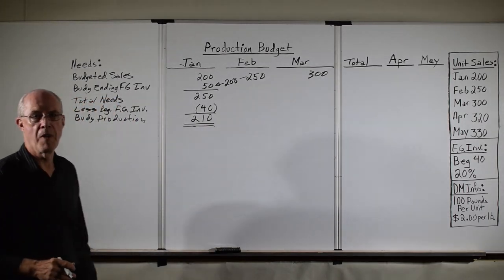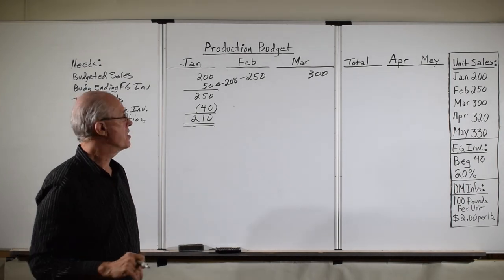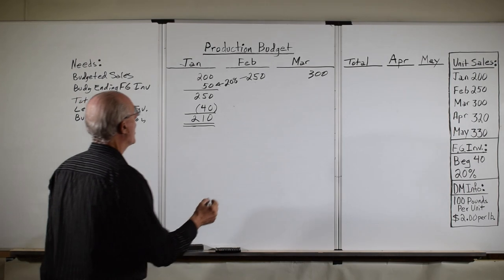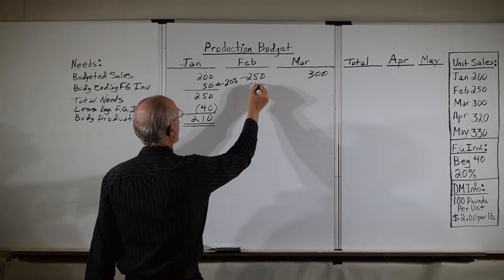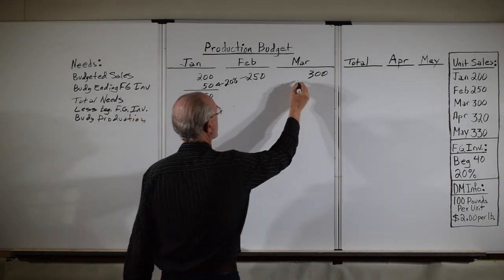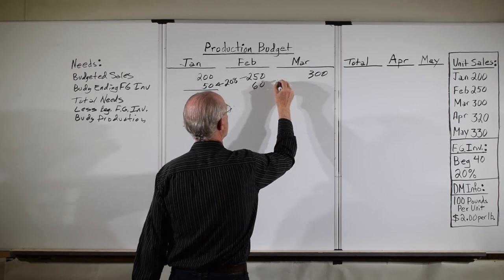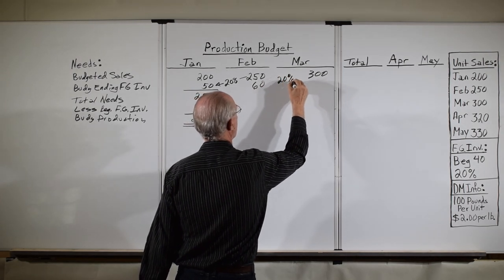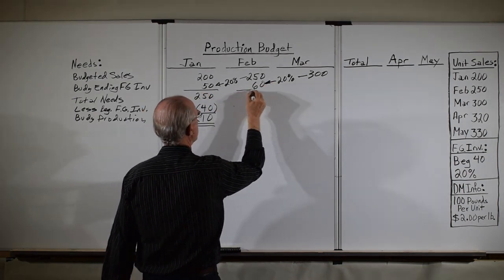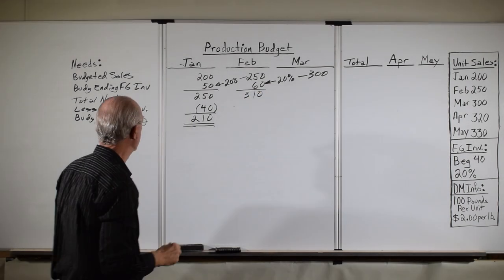So we already did the first month. So now let's move on to February. You could calculate February and March if you like. Just pause the video and give it a try. But let's go ahead and do it now. For February, we've got our budgeted sales of 250 units. Our ending inventory is going to be 20% of March's sales, so that's 60 units. We add these two amounts together, we get 310 units as our total needs.